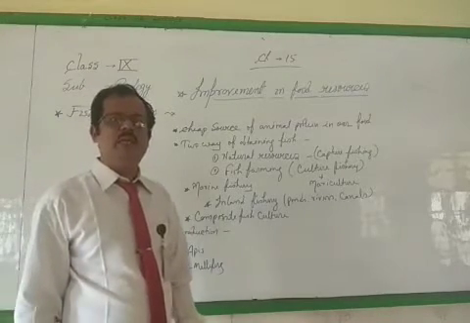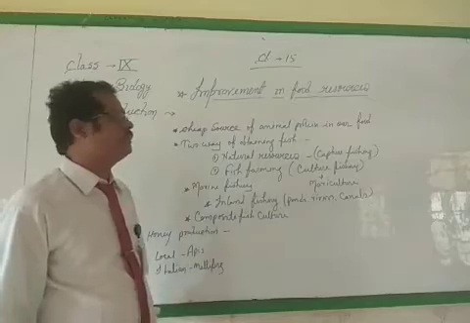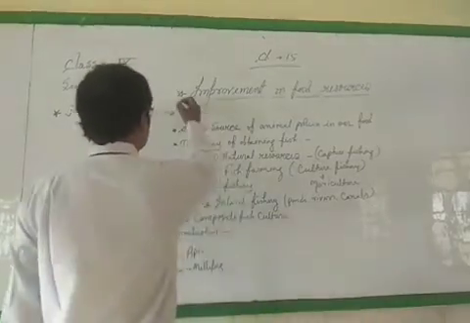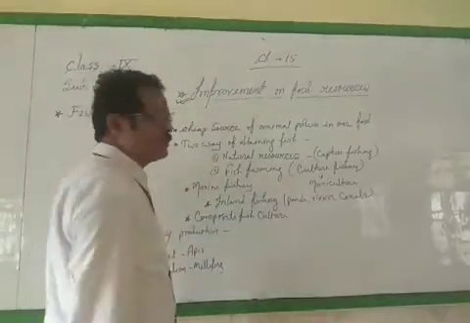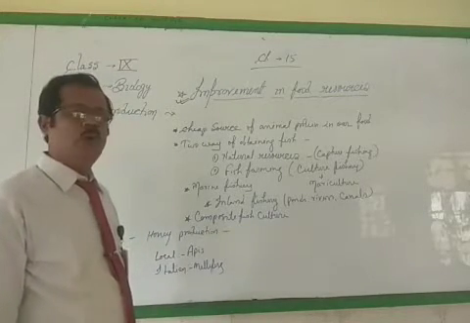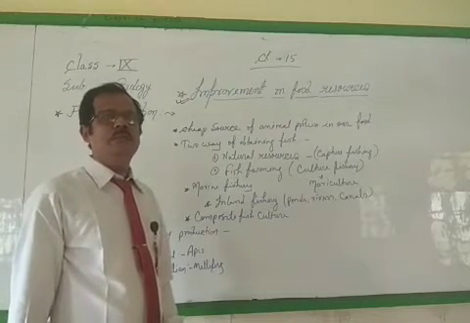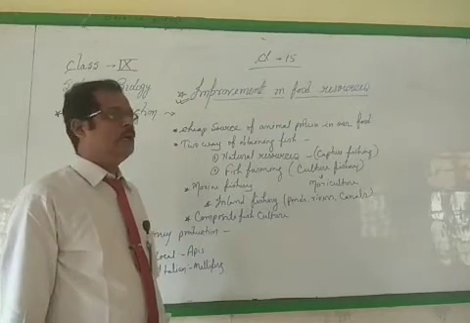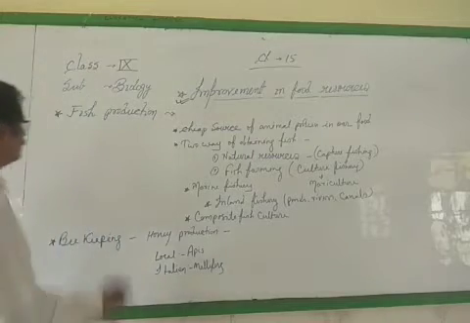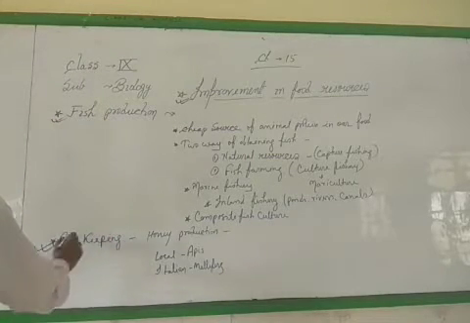The subject is biology, and we are studying chapter 15, Improvement in Food Resources. In the previous video, we studied one by one the different types of food resources and the methods of obtaining them. Now in this part, we study only fish production and beekeeping.